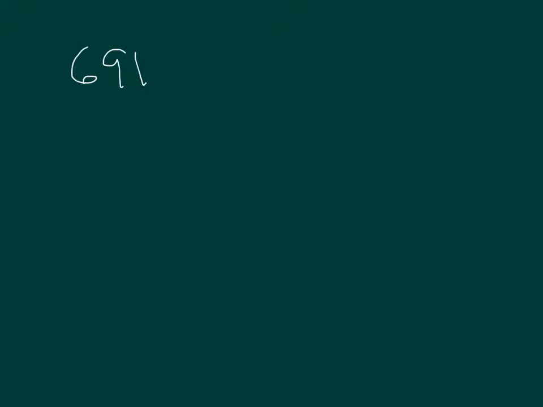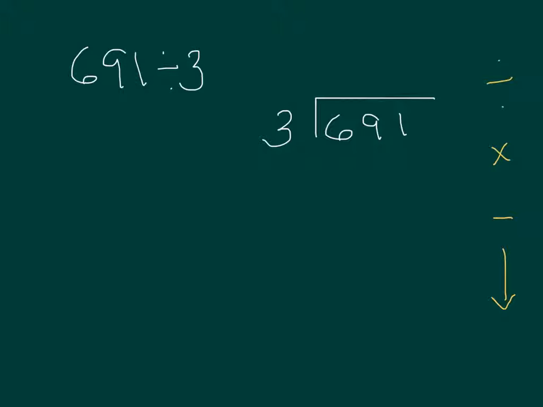691 divided by 3. Now, we set up this problem in our sideways L where we put 691 on the inside and 3 on the outside. In this problem, 691 is the dividend and 3 is the divisor. We're trying to come up with the quotient on the top. Following the order: divide, multiply, subtract, and bring down, and all the way back to the top.